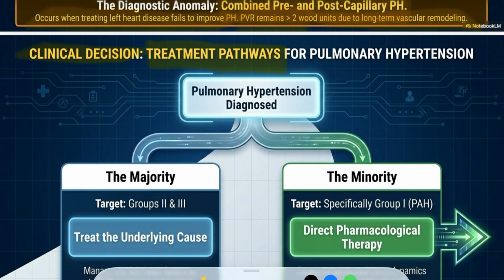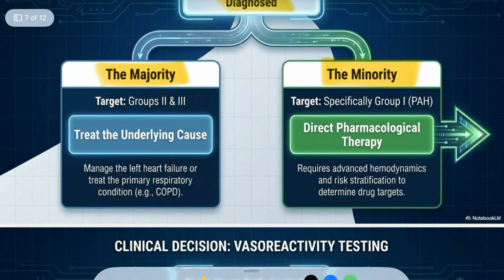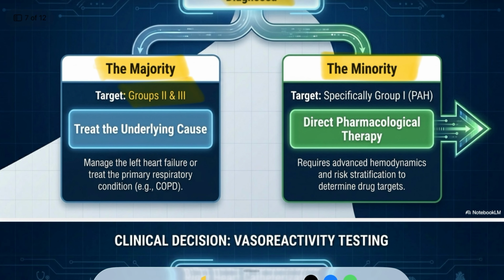treatment pathways for pulmonary hypertension, which is again an important three-marker. So with pulmonary hypertension, you have diagnosed it with such great knowledge of all the symptoms, classification, everything. At last you diagnosed it as pulmonary hypertension. Then what do we have to do as a doctor? We have to divide the patient condition into the majority and the minority. So group 2 and 3 are considered under majority.